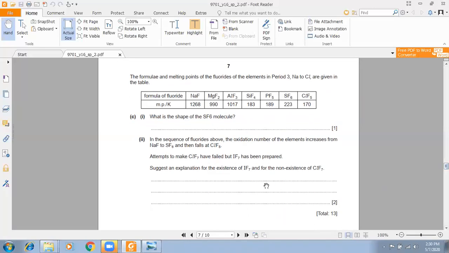In the sequence of fluorides above, the oxidation number of elements increases from sodium fluoride to sulfur hexafluoride and then falls to ClF5. So this is interesting. You can notice this one, right? You can easily notice.